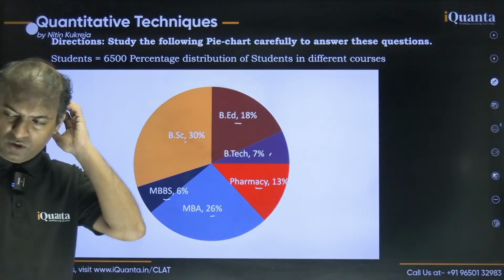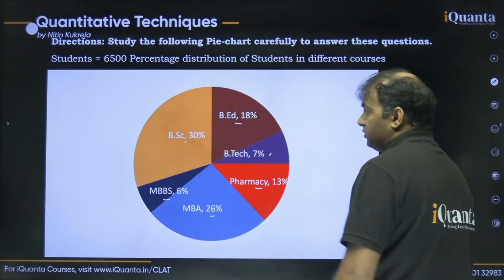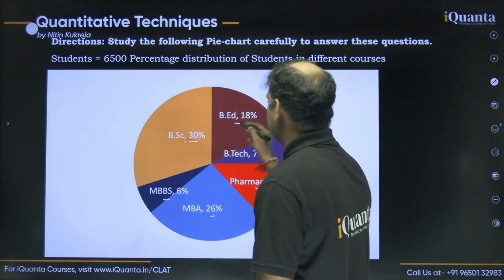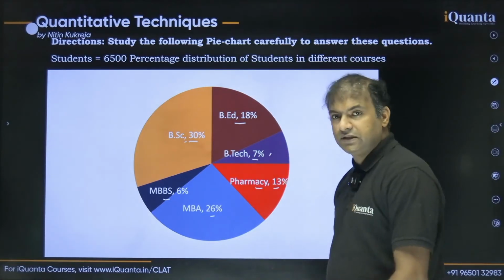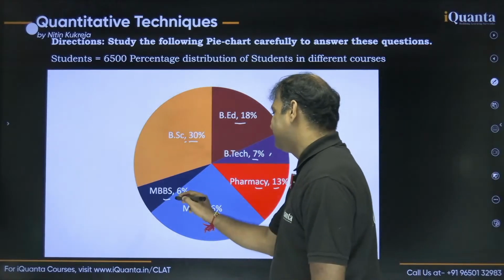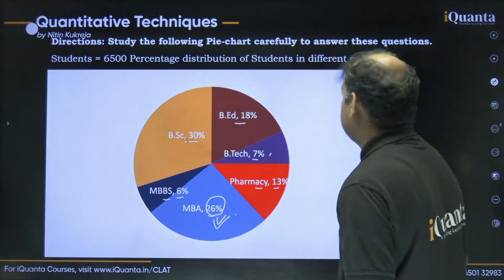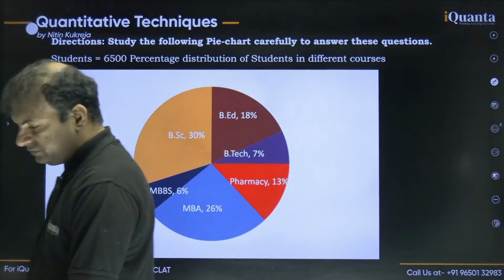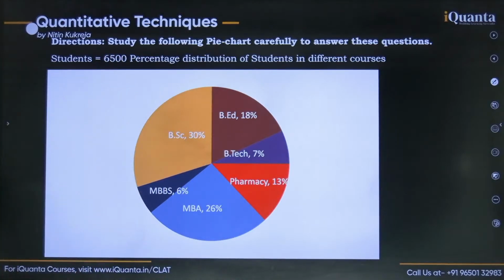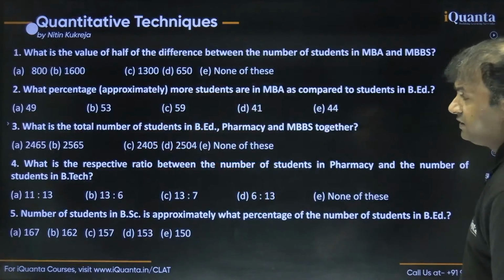And if you want to cross-check, you can check whether the shares add up to 100 or not. For example, 30 plus 18 is 48. 48 plus 7 is 55. 55 plus 13 makes 68. 68 plus 6 is 74. 74 and 26 is 100. So yes, guys, it does make 100% in all. You can see that, right? Okay, now let's look at the questions. It's an easy set. I purposely took an easy set in the beginning, right?